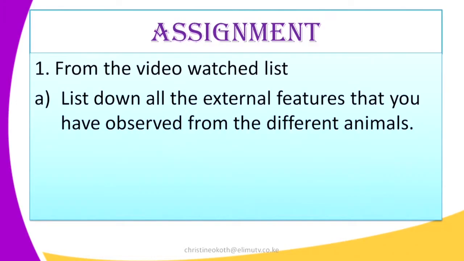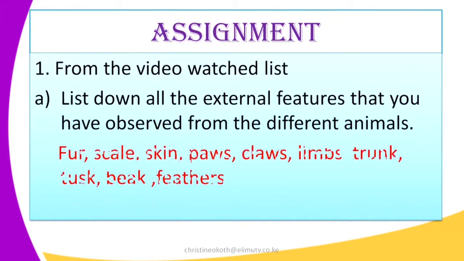So the previous assignment, which was on the video that you watched, you were supposed to list down all the external features that you observed from the different animals. These are just among the external features which were from the video. There were some animals that had fur, scale, the skin, the paws, the claws, the limbs that are used for walking, the trunk and the tusk which were in the elephant, the beak and the feathers which are found in the different birds which were in the video.